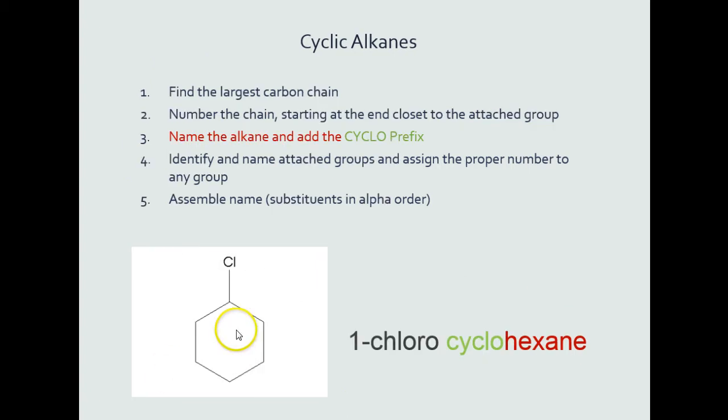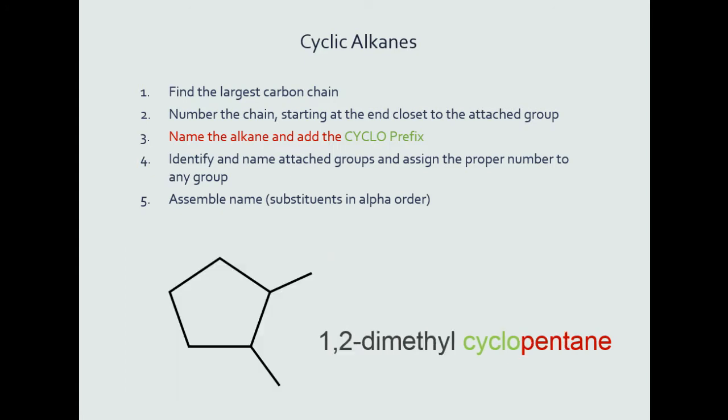Okay, so this molecule has 6 carbons, 1, 2, 3, 4, 5, 6 in a ring, so we call it cyclohexane. They're all single bonds, so it's still an ane. This time there's a chloro attached to the ring, so that becomes carbon 1, and the name of the molecule is 1-chlorocyclohexane.